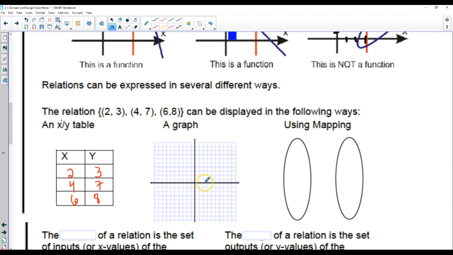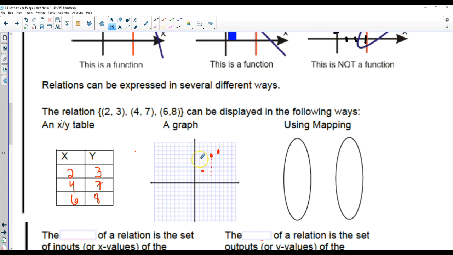On a graph, I would use my ordered pair to go over 2 and up 3. I'd go over 4, 1, 2, 3, 4, and up 7. And then the last one would be over 6 and up 8.